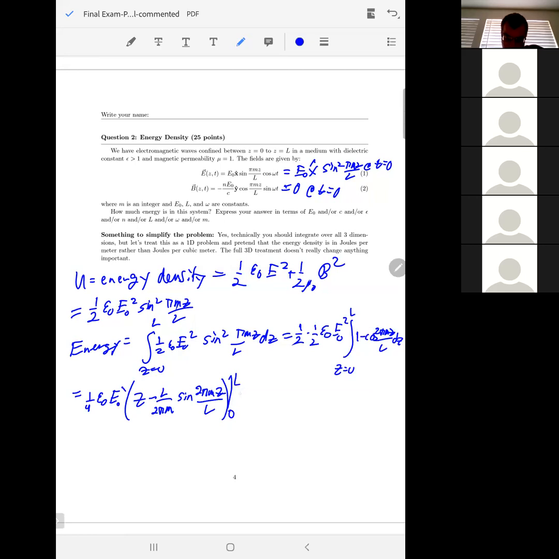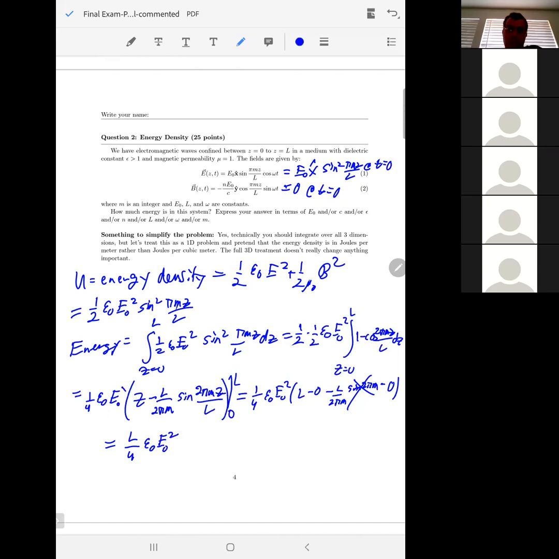Now, the first term is really easy. We're just going to get 1/4 epsilon naught E naught squared times L minus 0. And the second term, let's see, we're going to get sine of 2 pi m L over L. And what's the sine of 2 pi or 4 pi or 6 pi or 8 pi? This is a sine you should know. 0. Thank you very much. And then we're also going to get the sine of 0, which is just 0. So this goes away, and we're left with something very easy: L over 4 epsilon naught E naught squared.